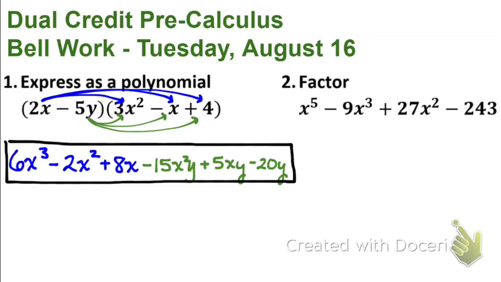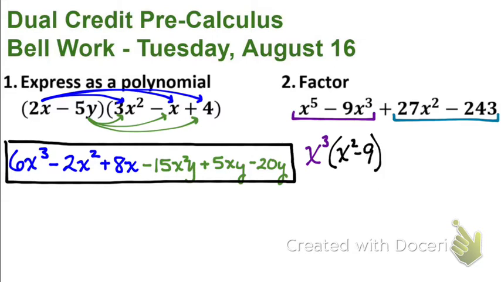Number two, we need to factor this guy. What method makes sense as we are looking at it initially? Factor by grouping. So I've got my first group and my second group. What could I take out of the first group? X cubed. What would I have remaining then? X squared minus 9.